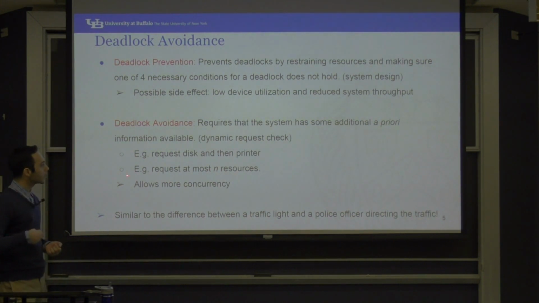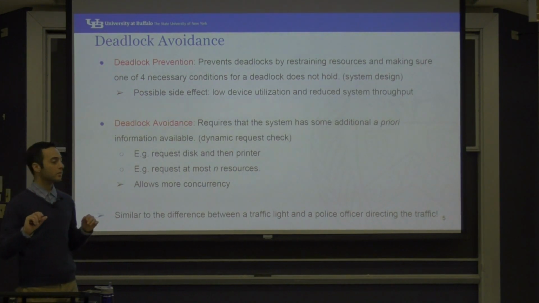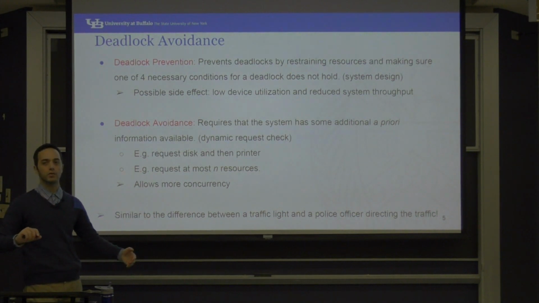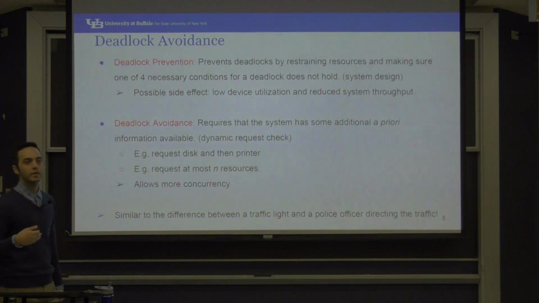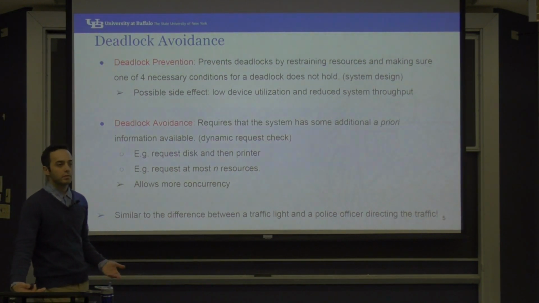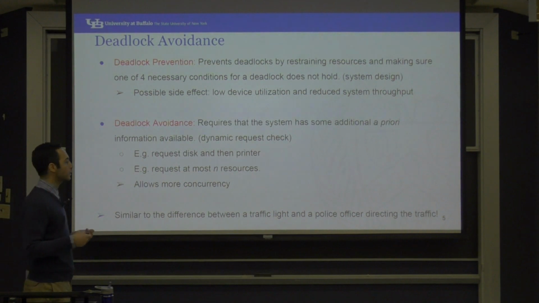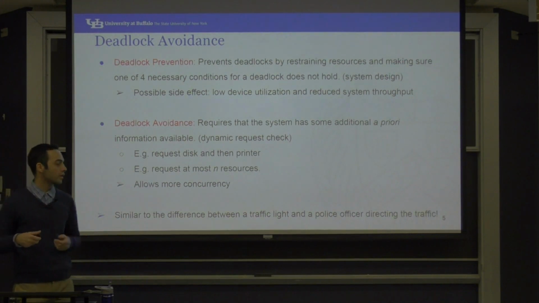Another example is when we have multiple instances of a resource type. Processes tell the system that they may request at most n of each resource type. Again, this is another method, and it allows for more concurrency because it is examined dynamically. Depending on the order of the requests, maybe there is no problem, so they all run and none of them has to wait. This comparison is similar to the difference between a traffic light and a police officer, right?